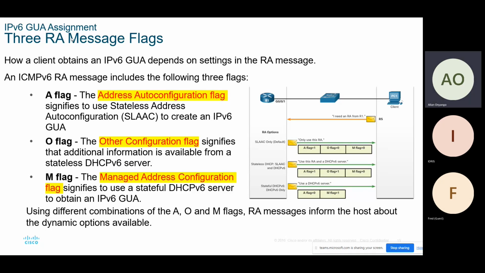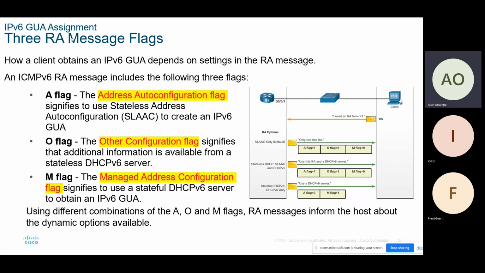The A flag can be equal to 0 or 1. If it's equal to 1, it means SLAAC is being used. If it's equal to 0, SLAAC is not being used. Then the O flag, the O means other config. The O flag is for the stateless DHCPv6 server. When O is equal to 0, the stateless server is not being used. When O is equal to 1, it is being used. Then the M flag, the M means managed address configuration, and this is the method for the stateful DHCPv6 server.